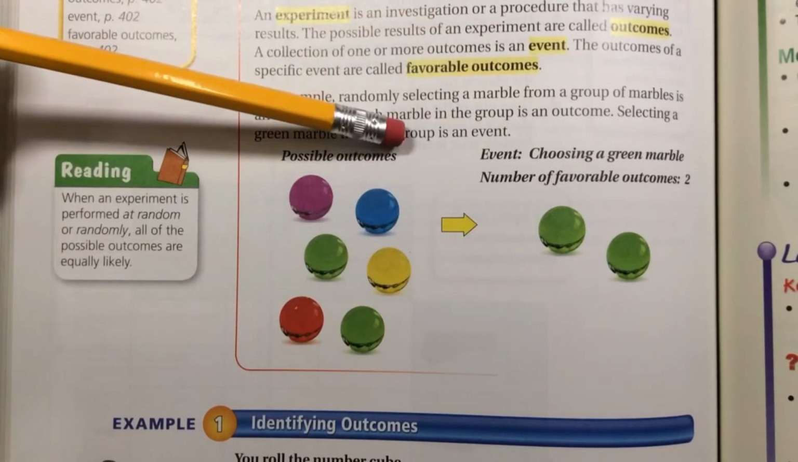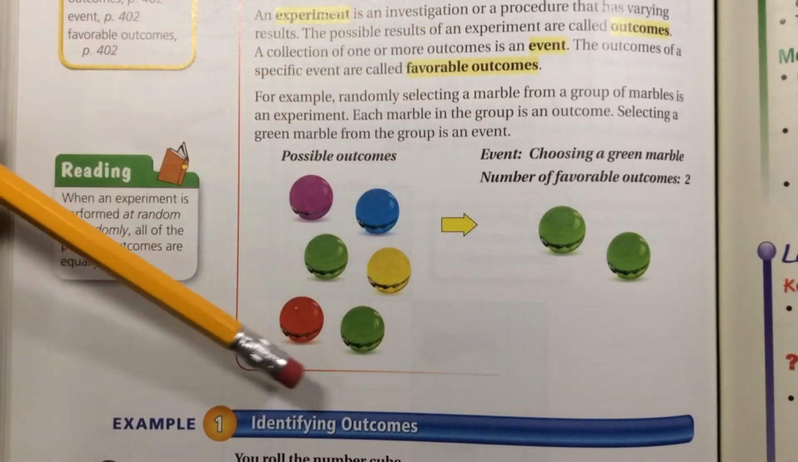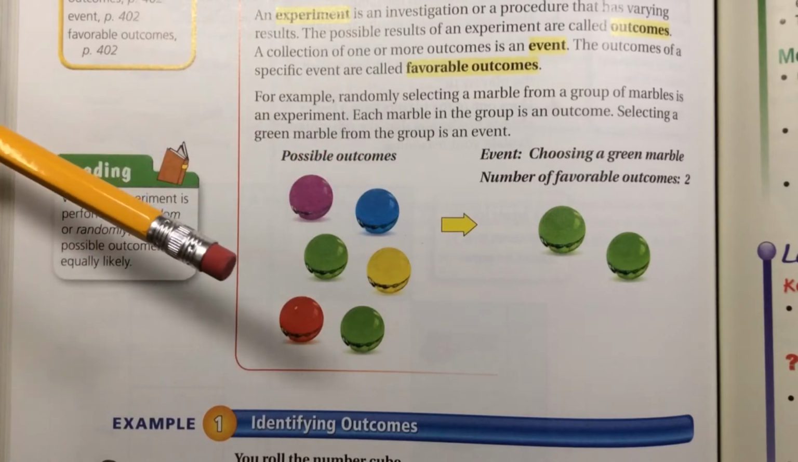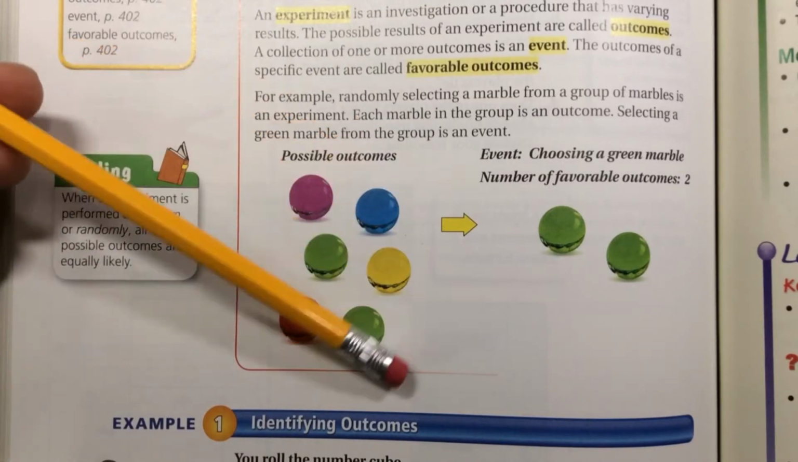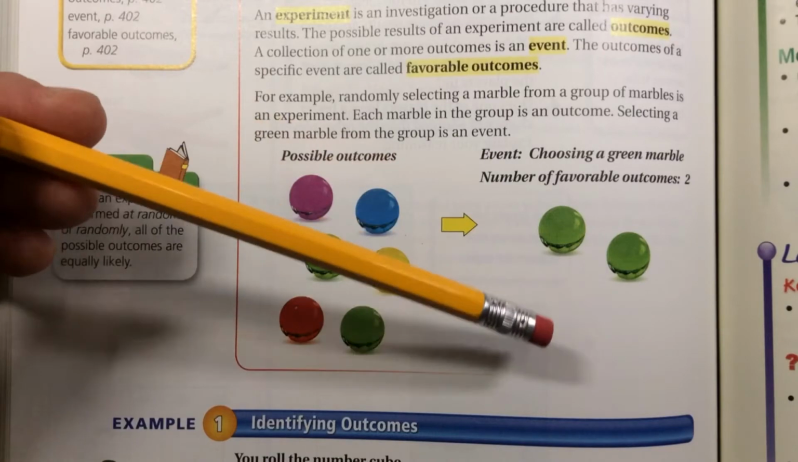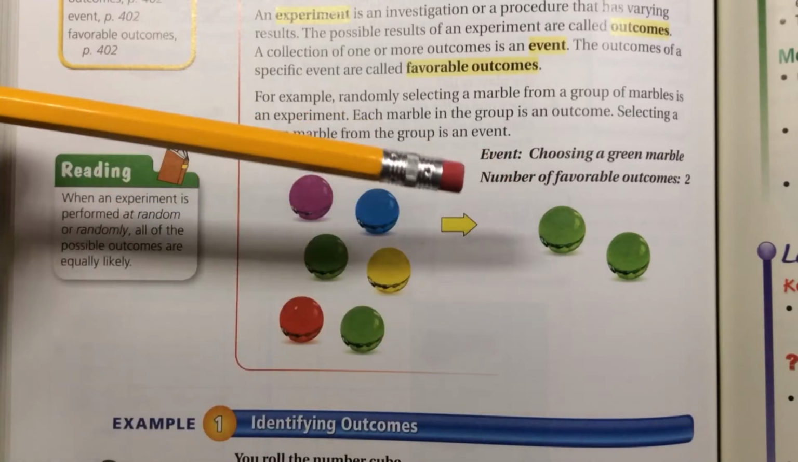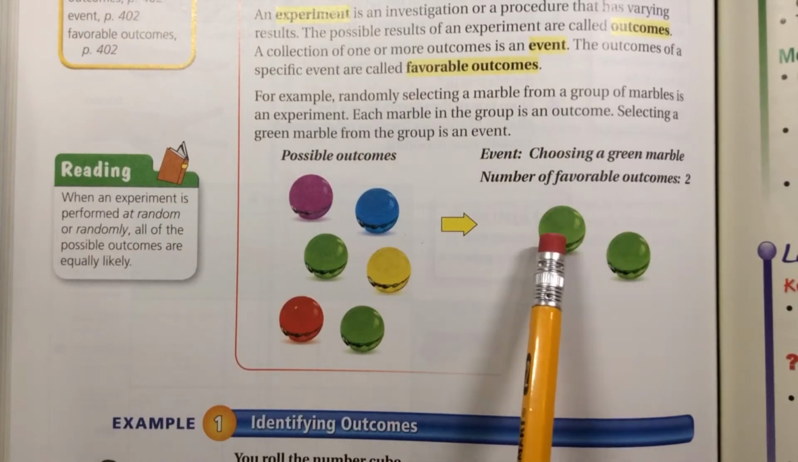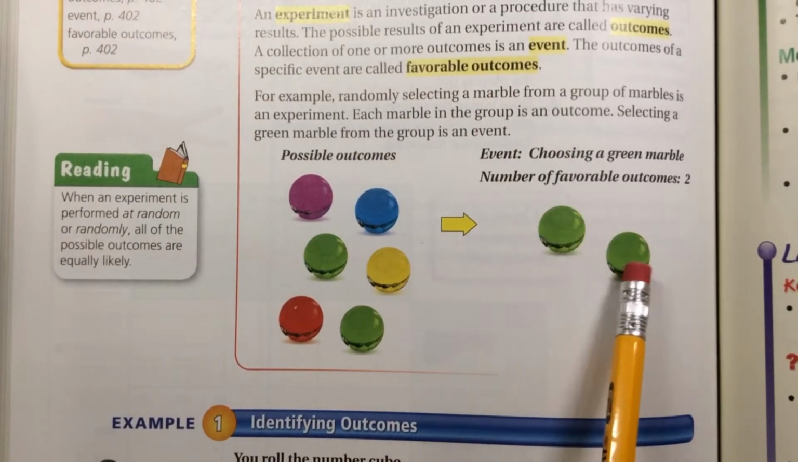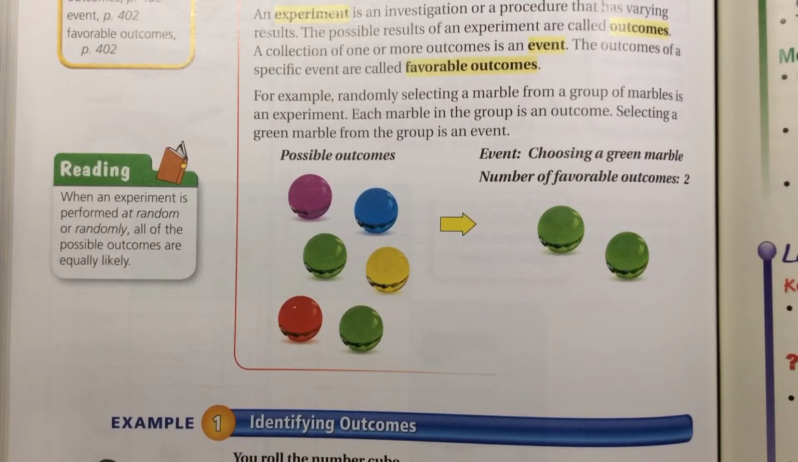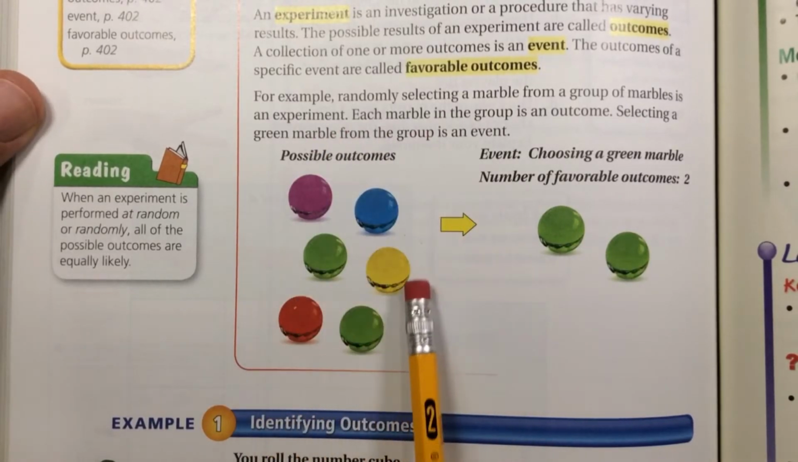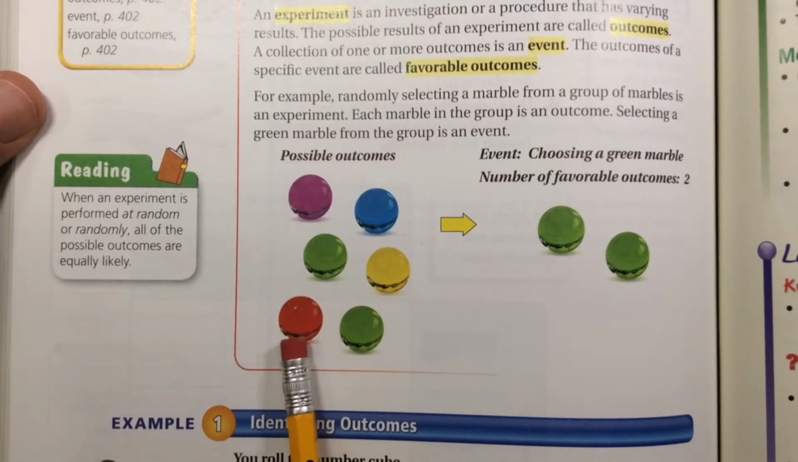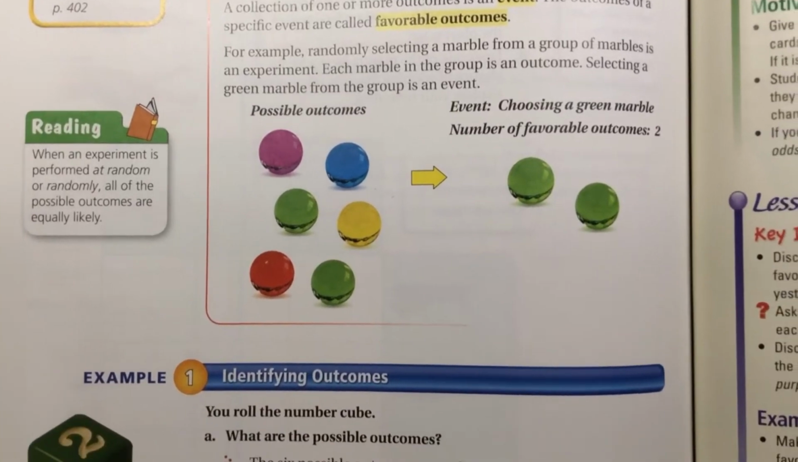Selecting a green marble from the group is the event because, for instance, they might just say, we want the green marble. So here are all the possible outcomes. And green marble is what we're looking for, so that's the event. And how many ways can we pick a green marble? Well, there are 2 favorable outcomes for green marble. If somebody had said, I want to pick a red marble, well, there are still 6 possible outcomes, but in that case, there would only be 1 favorable outcome. All right, well, let's look at the examples they give us here.